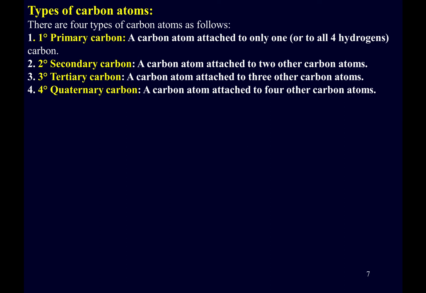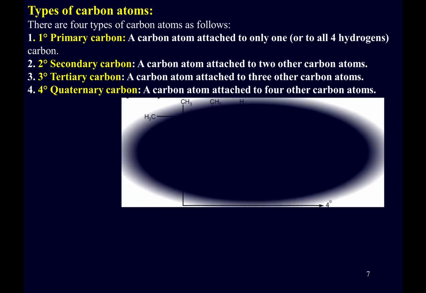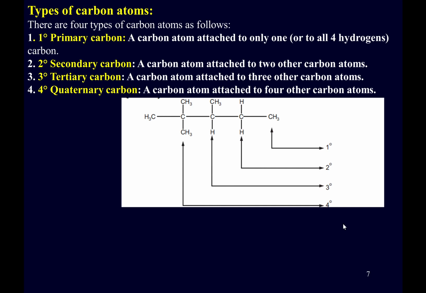So the carbons can be classified into 4 categories: primary carbon which is attached to only 1 carbon, secondary carbon which is attached to 2 carbons, tertiary carbon which is attached to 3 carbons, and quaternary carbon which is attached to 4 carbons. This is depicted here. Primary, it's attached to only 1, this is attached to 2, this is attached to 3, and this is attached to 4.